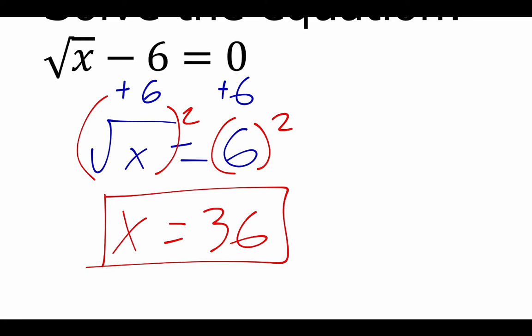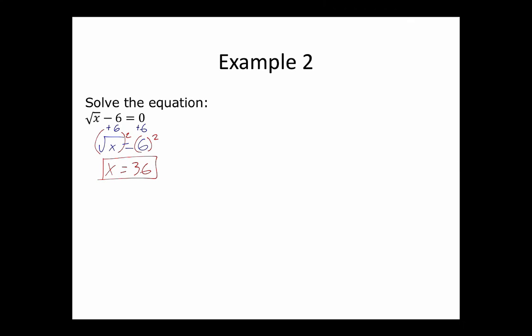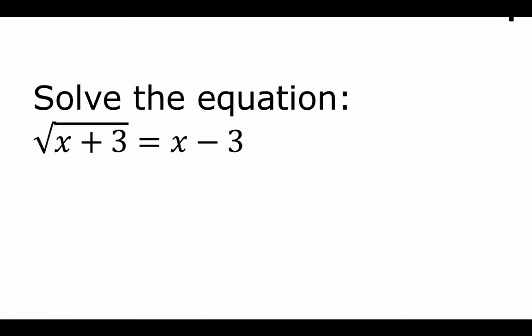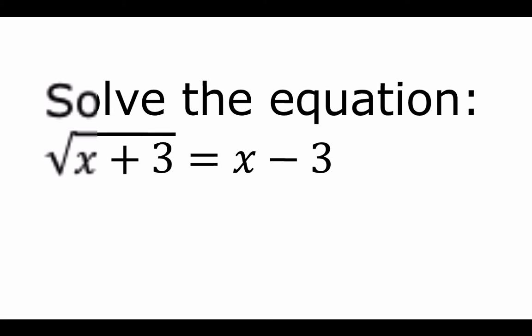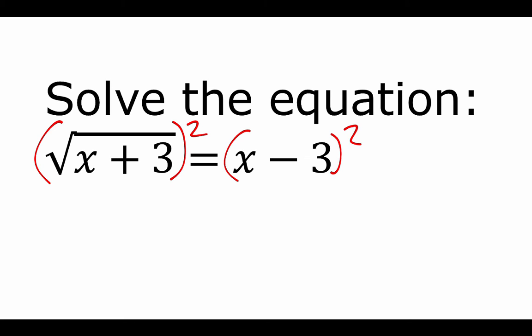Let's get a little more complicated. This next one, we have the square root of x plus 3 equals x minus 3. So we've got to get rid of that square root, and let's just get rid of it right now. Let's take both sides and square them. So the left side's nice and easy. Square root and the square cancel out. We're left with just x plus 3.